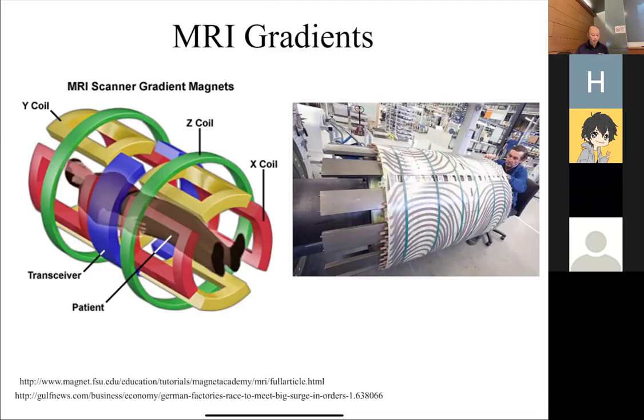Okay. So just a reminder that there are 3 gradient coils for most standard magnets. There are other interesting designs, but the standard design is an X coil, a Y coil, and a Z coil. They tend to have fairly interesting wire patterns to generate the fields.